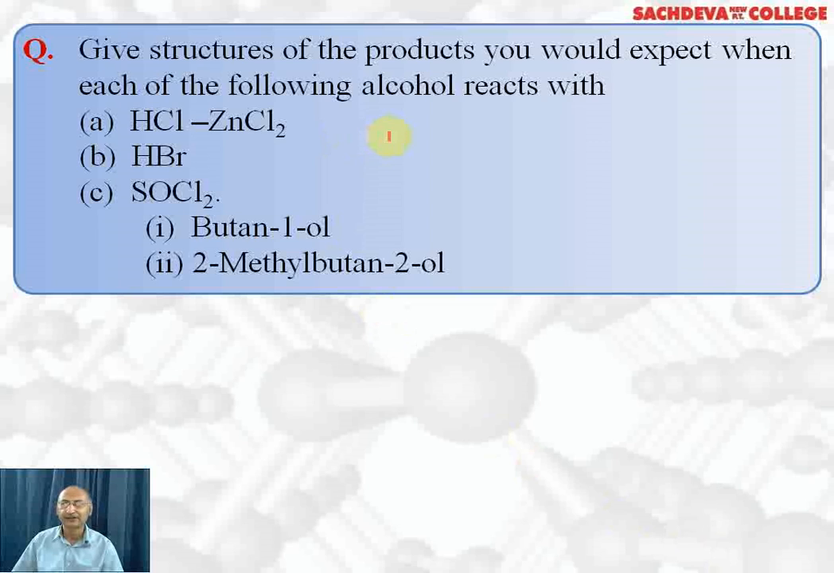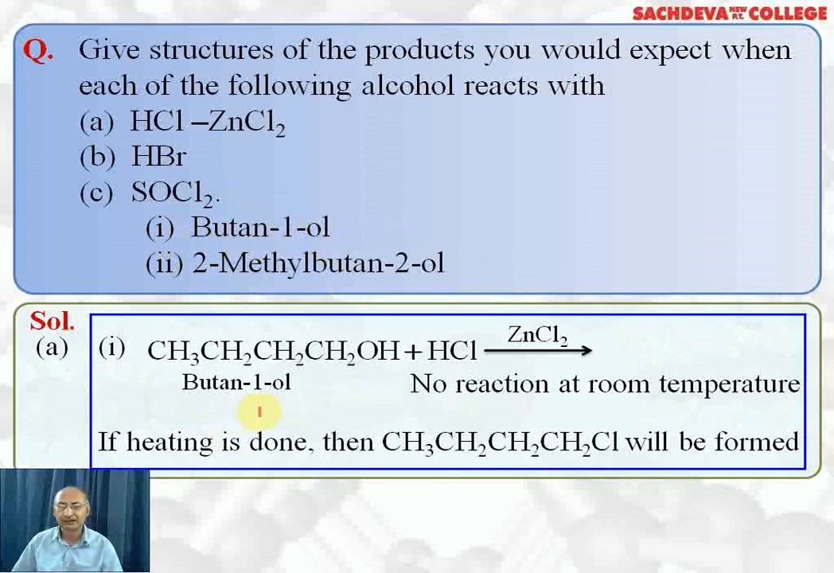Next question, give the structure of the products you would expect when each of the following alcohols react with conc HCl and zinc chloride, HBr, SOCl2. The compounds are butan-1-ol and 2-methylbutan-2-ol. So first we are reacting butan-1-ol with HCl and anhydrous zinc chloride. There will not be any reaction at room temperature. But if heating is done, then water will be removed and we'll get 1-chlorobutane as the product.